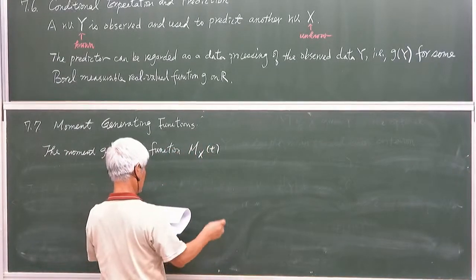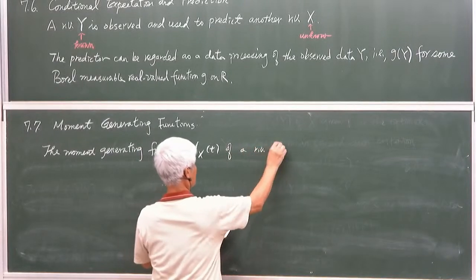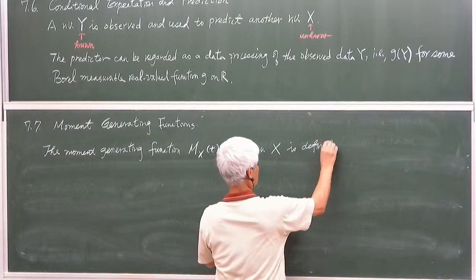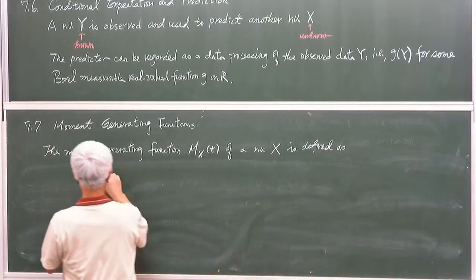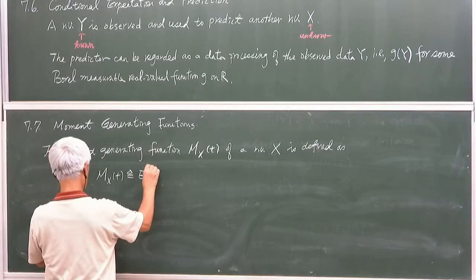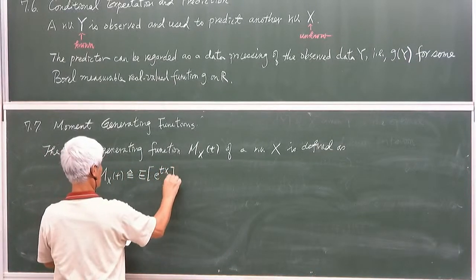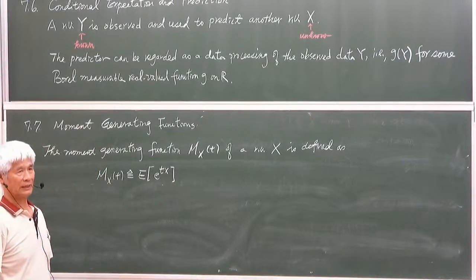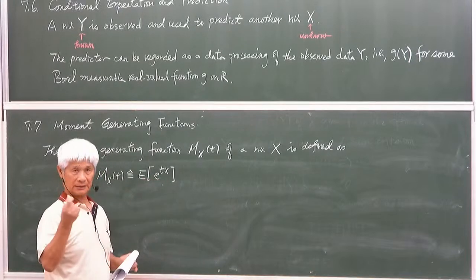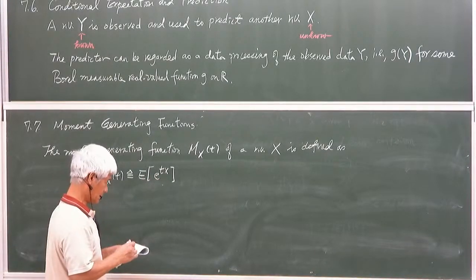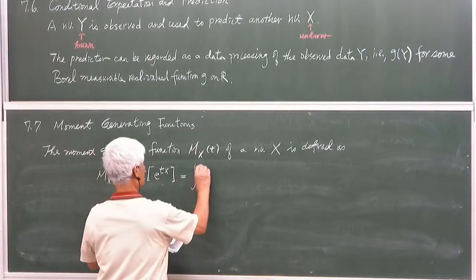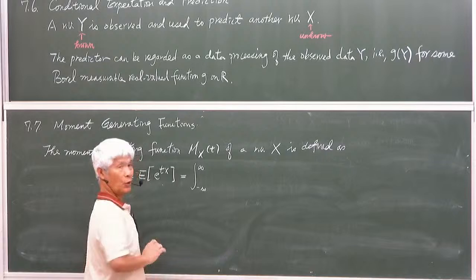M sub x of t of a random variable x is defined here. It's actually the expectation of the exponential function of x, and the t is just a parameter. A parameter. So to find the expectation, and this expectation always exists.